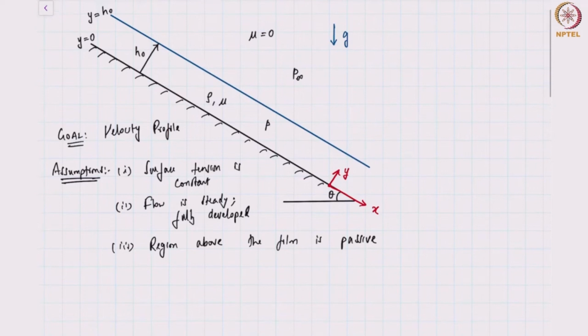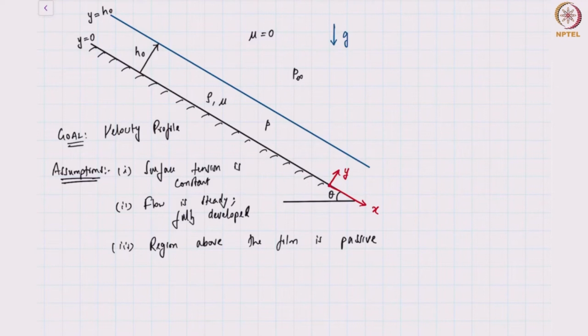With these assumptions, a number of terms can be removed in our equations. If surface tension is constant, then the Marangoni effect is gone. If the flow is steady and fully developed, time derivative terms disappear. If the flow is fully developed, then the velocity profile is not changing as I move in x, and the film above is passive. Therefore, the viscous effects from the gas above do not matter to us.